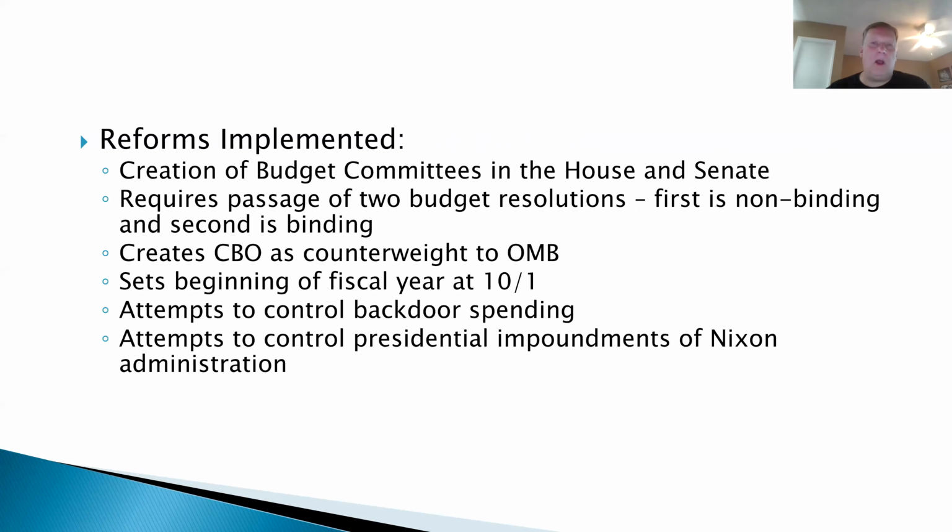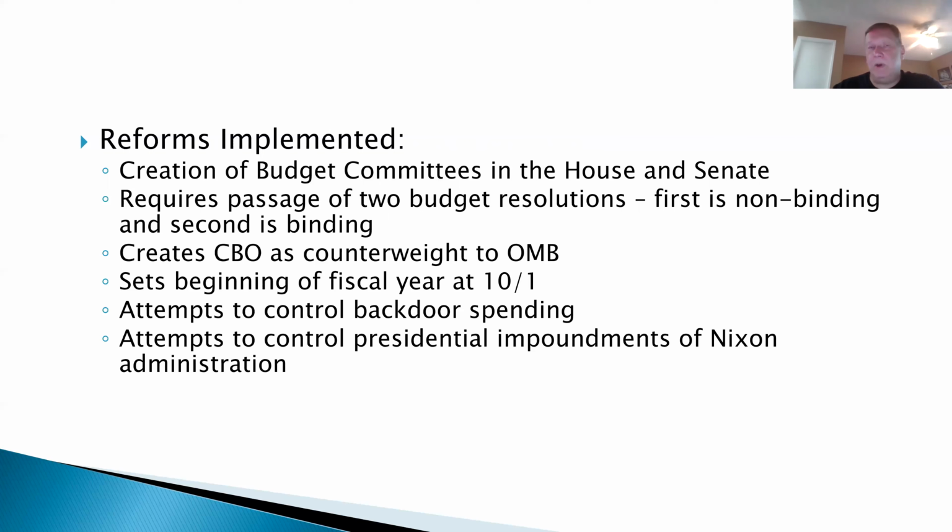Richard Nixon was very well known for impounding money. But what does impounding money mean? It means that presidents do not have a line item veto. So whenever an appropriation bill comes across the president's desk, the president must either sign that bill or veto that bill, but they can't pick and choose things in the bill to approve and things not to approve.